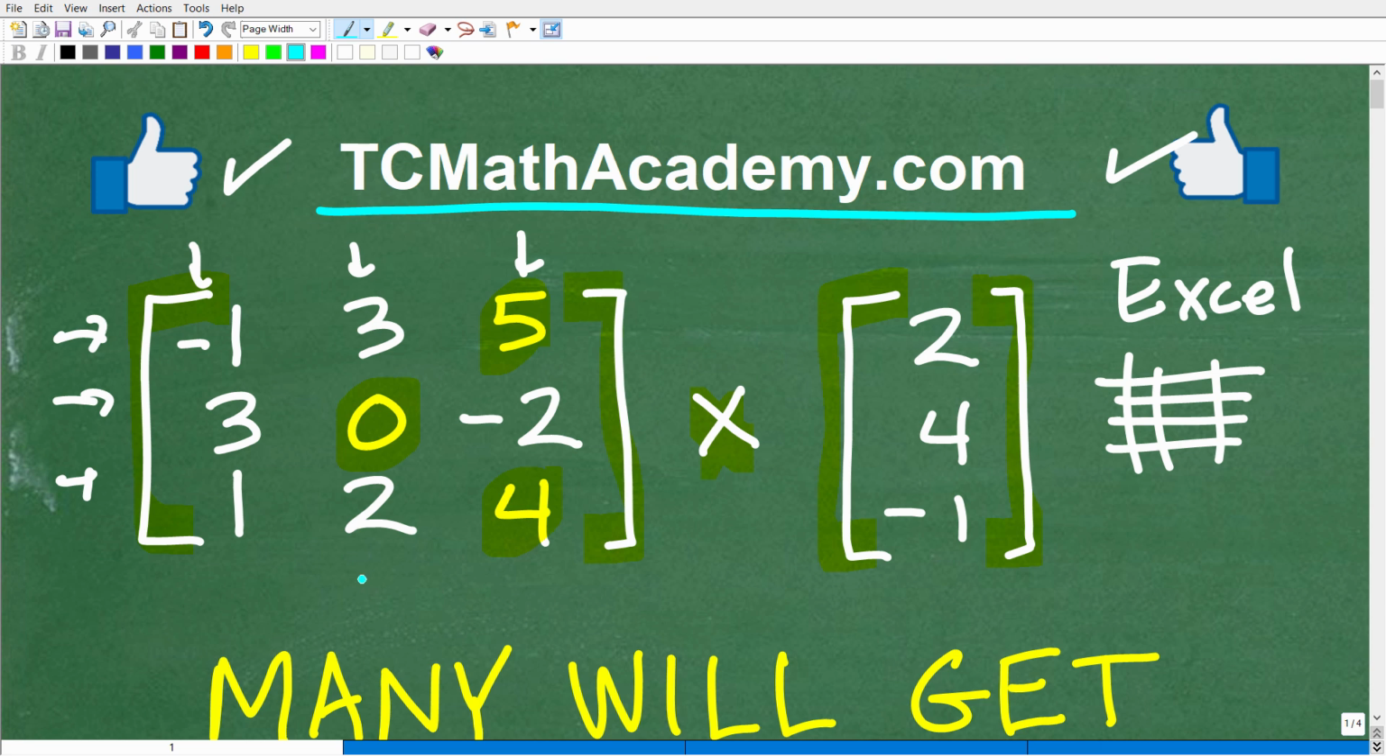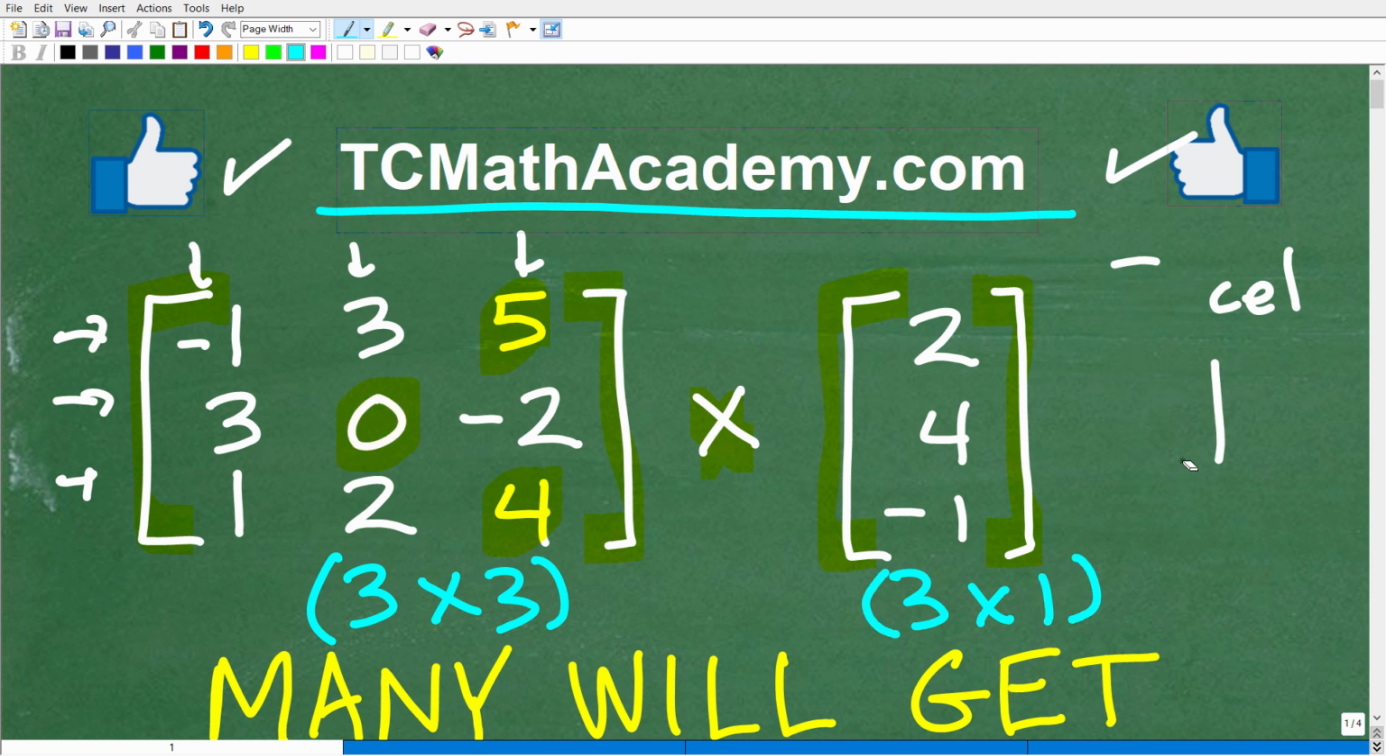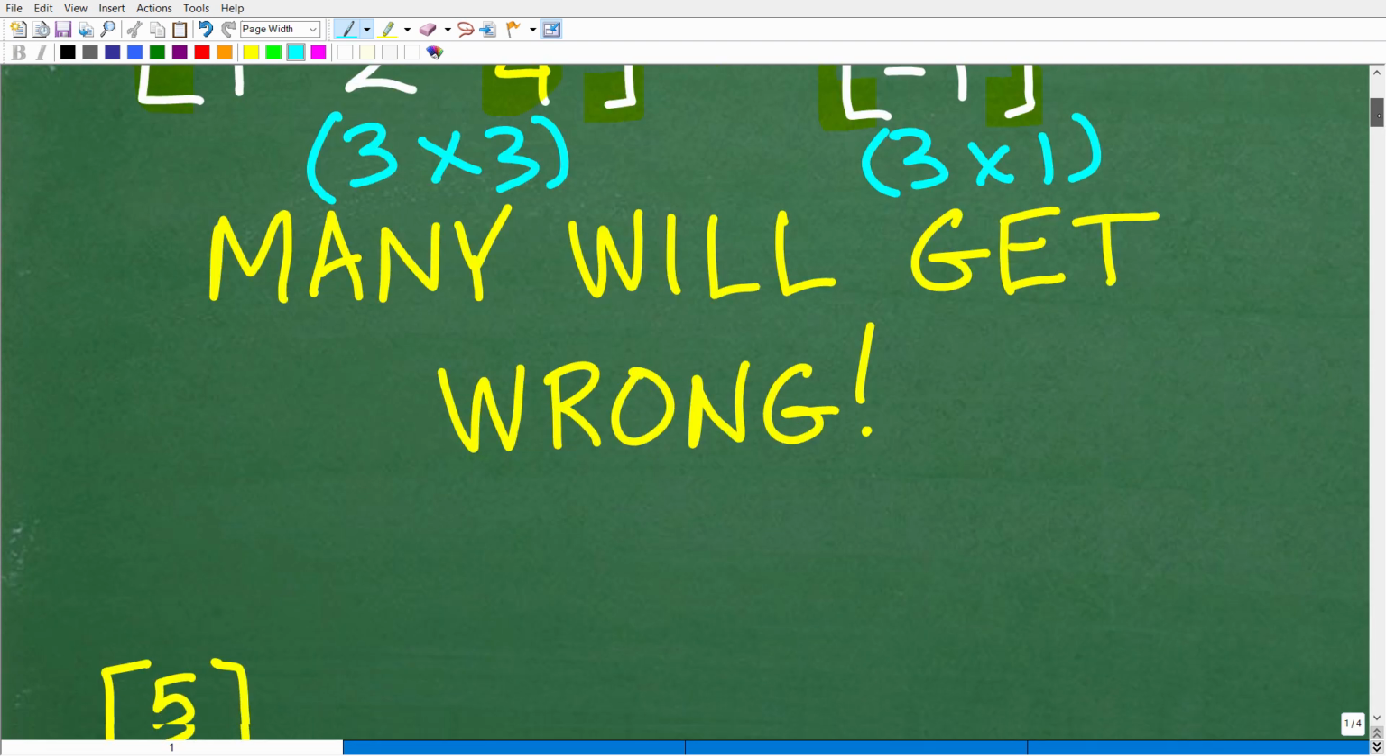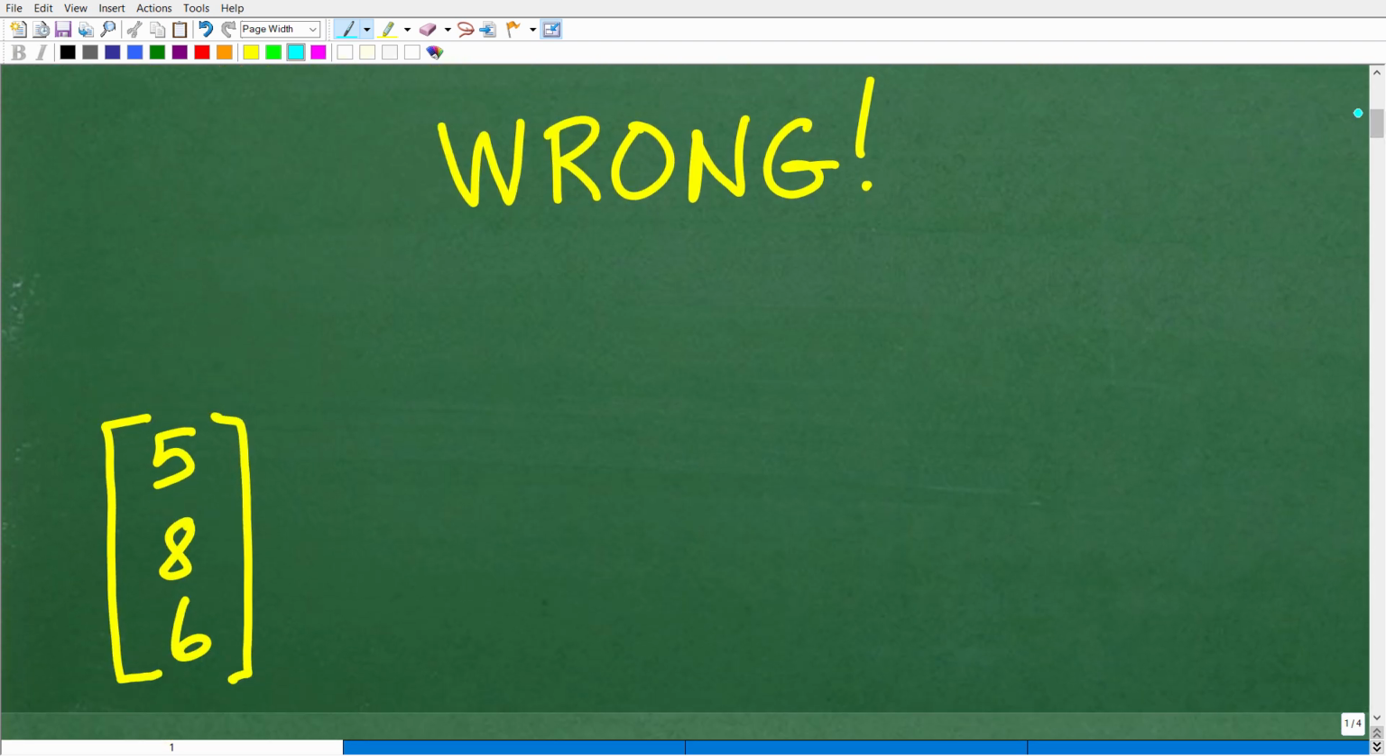These things right here are called entries, and they have positions. Now, this matrix right here I described as a 3 by 3 matrix, and this one is a 3 by 1 matrix. So anytime we talk about matrices, we always measure them or describe their size by rows and columns. So this one here has 3 rows and 3 columns. So this is a 3 by 3. And this one right here has 1, 2, 3 rows and 1 column. Okay, so let's go ahead and take a look at the answer. The correct answer is the following. So when you multiply these two matrices, you should have gotten this. And what we have here is a 3 by 1 matrix with entries 5, 8, and 6.